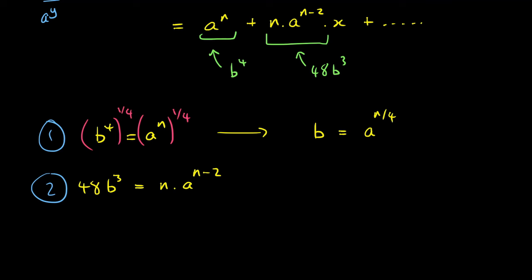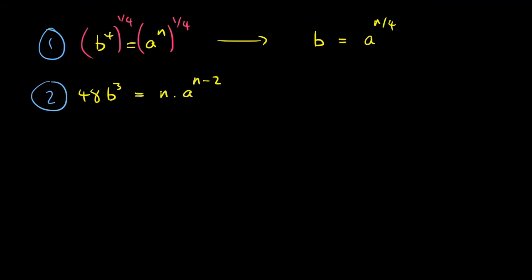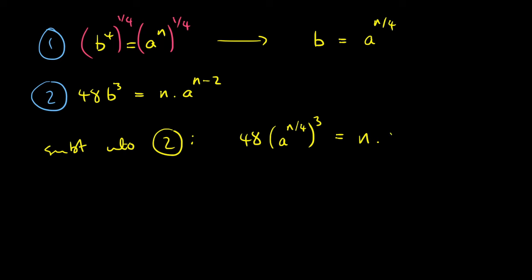Okay, so that means on the left-hand side, b to the power 4 to the power of a quarter is just b to the power 1. And a to the power n to the power of a quarter is a to the power n upon 4. That's that. Then what I'm going to do is substitute into equation 2. And so that's going to give me 48 times b, which we just said is a to the power of n upon 4, to the power of 3, is equal to n times a to the power of n minus 2.